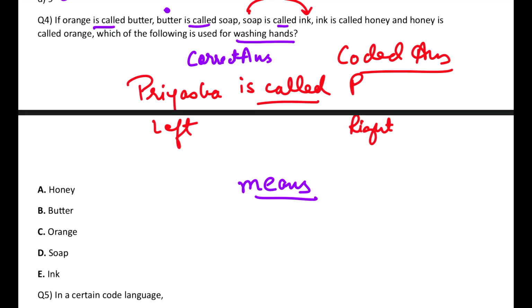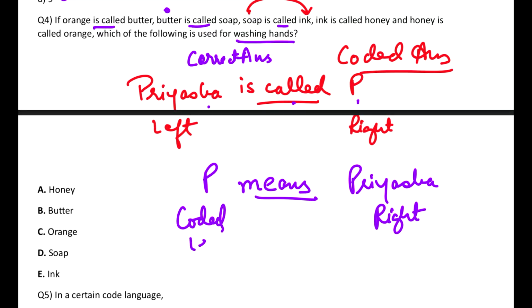Why? Because means is when you write the coded answer on the left and the real answer on the right. So for example, I say Priyasha is called P, and someone comes and asks me, who's P? What do you mean by P? So I'll say P means Priyasha. So now Priyasha is on the right hand side, that's my real name, and P, my coded name, is on the left hand side. So whenever you have the word means, go on the left. Whenever you have the word is called, go on the right.